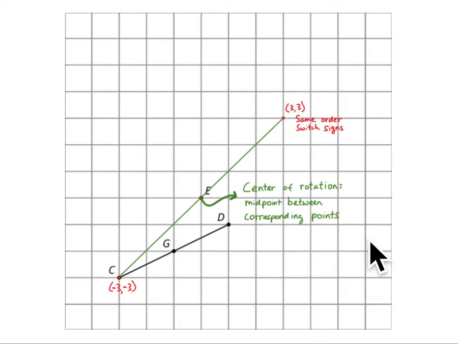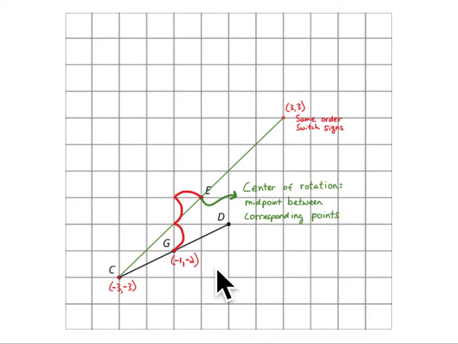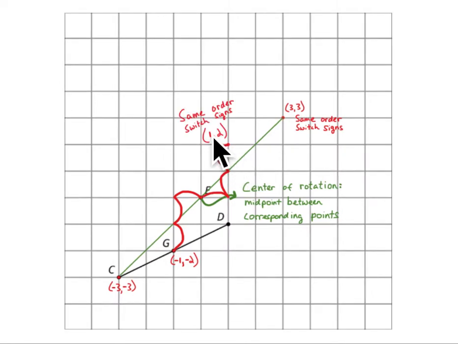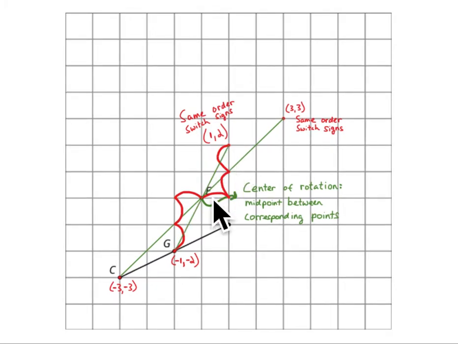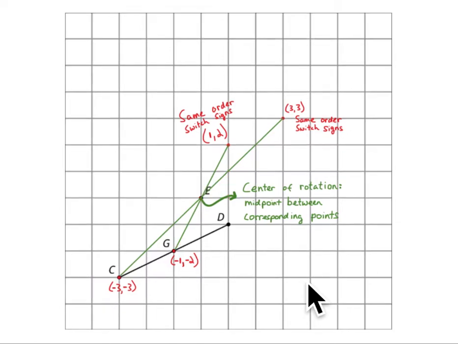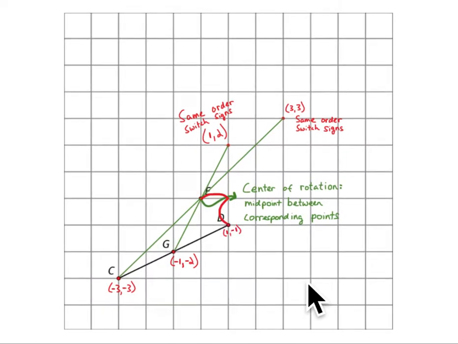All right, so that's C. What about G? G is 1 unit to the left, negative 1, negative 2. So if I want to locate G rotated 180 degrees, I'm going to count from the center of rotation a positive 1 and a positive 2. So it's going to be right here. Count a positive 1, positive 2, and there it is. And notice that E is still the midpoint between the two corresponding points, G and, we'll call this point, G prime. And the last point is D prime.